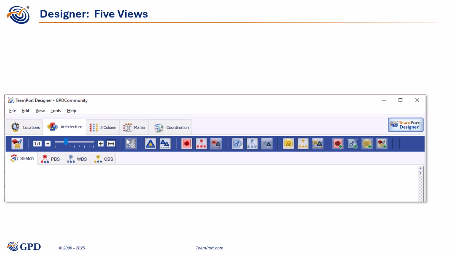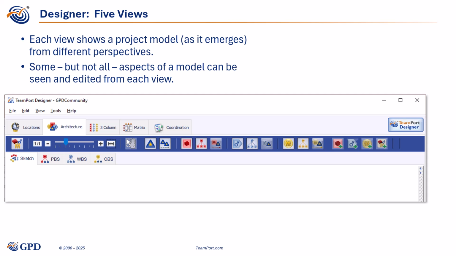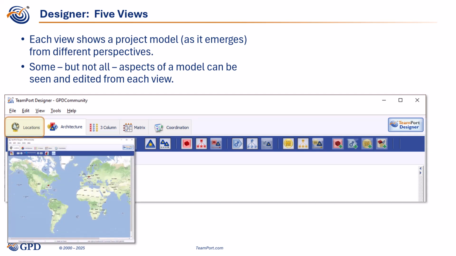Next, let's take a closer look at Designer's 5 views. Each view shows the same project model, yet from different perspectives. Some, but not all, aspects of a model can be seen and edited in each view. Starting with the leftmost tab, the Location view shows sites on a global map with teams available to the project.